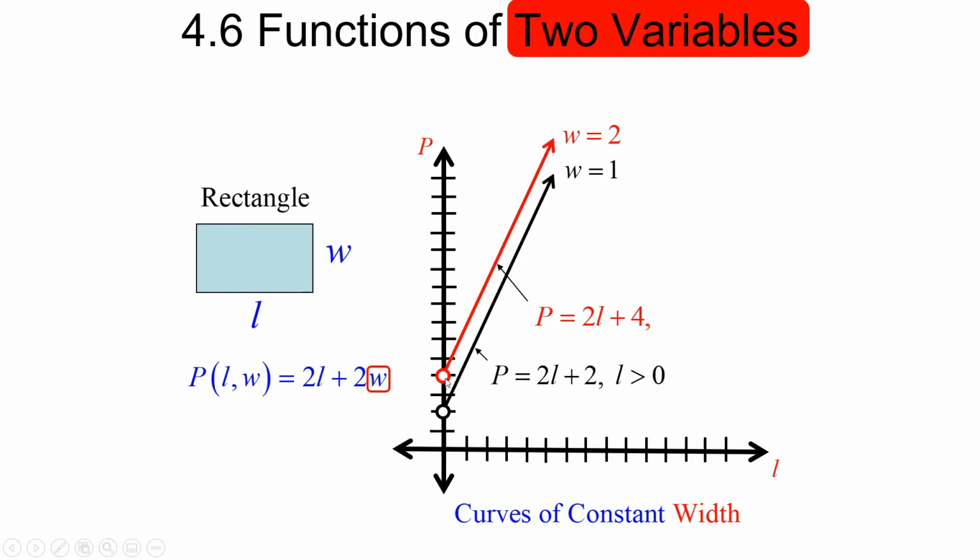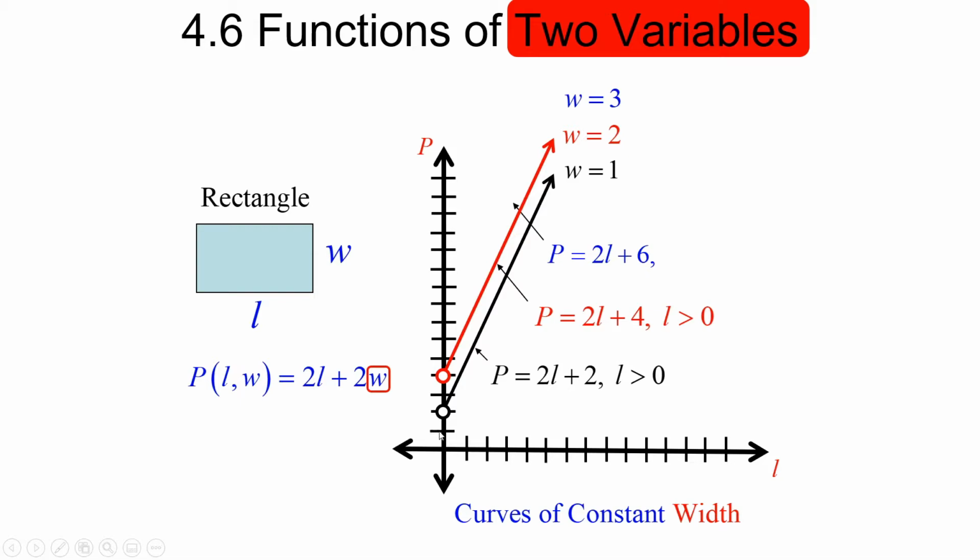Open dot. My L's are everything to the right, so I'm going to have the same restricted domain. L has to be greater than 0. One more. W equals 3. Okay, so now if this W is a 3, we have 2 times 3 is 6. So perimeter is going to be 2L plus 6.